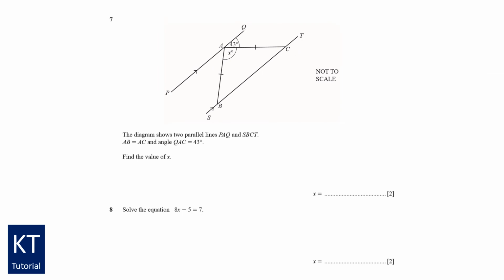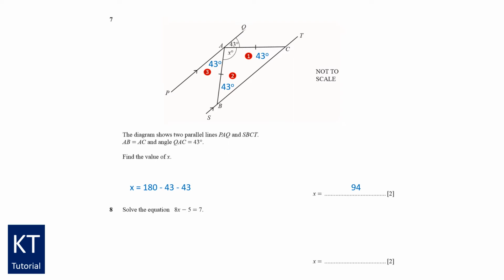Question 7, the diagram shows two parallel lines PAQ and SBCT. AB is equal to AC and angle QAC is 43 degrees. Find the value of x. The first identified angle is 43, being an alternate to QAC. The second identified angle is also 43 degrees based on BAC being an isosceles triangle. The third angle is also 43 degrees being an alternate to the second angle. With that, the value of x is simply 180 minus 43 minus 43.